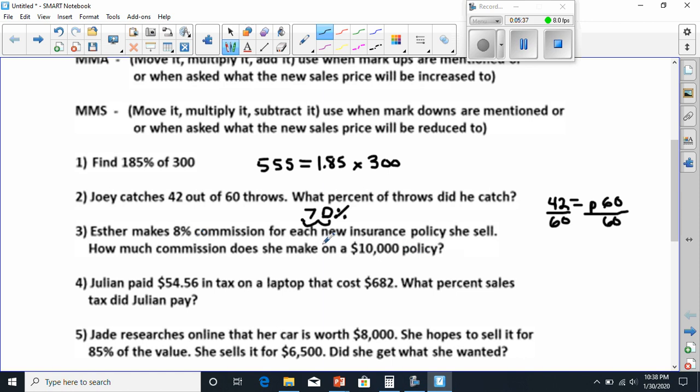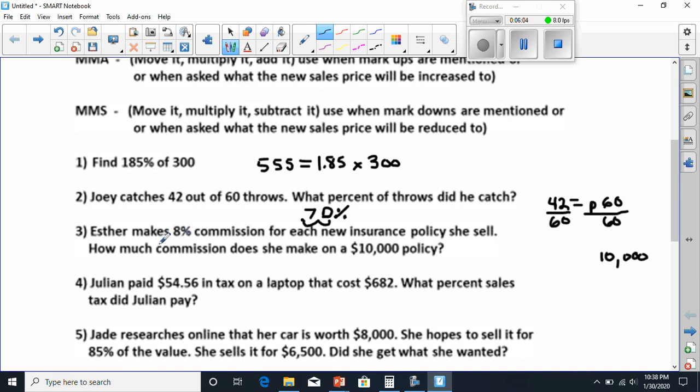Well, if we do that, we're going to see that once again they gave us the part in a percent form of the whole amount. So the $10,000 is going to be the whole. That's the whole amount of money that the insurance policy was. We're looking for the part that we're going to get our cutoff of. So we're multiplying this to 8%.